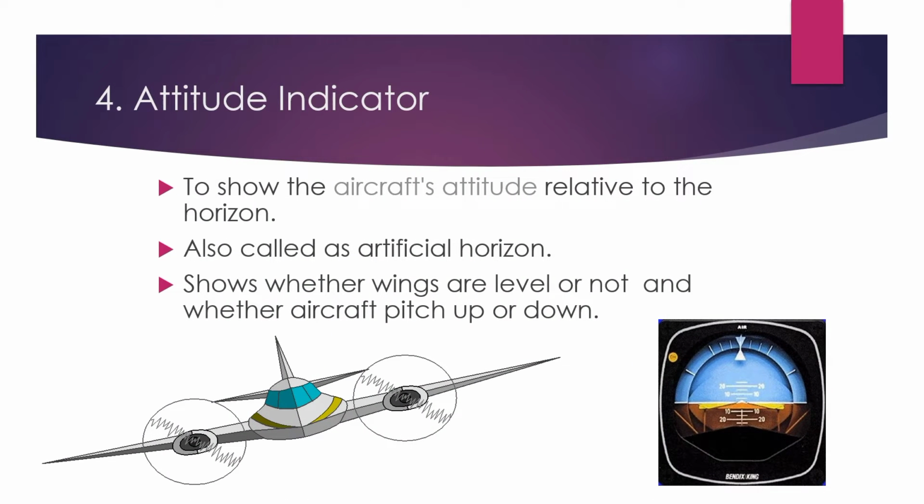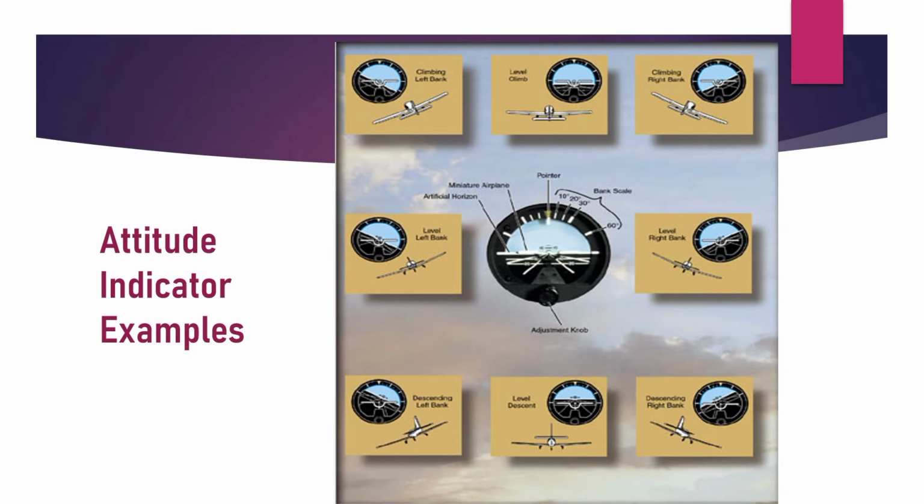Fourth, the attitude indicator shows the aircraft attitude relative to the horizon. The attitude indicator is also known as the artificial horizon. It shows whether the wings are level or not, and whether the aircraft is pitching up or down. Next, see the attitude indicator examples.